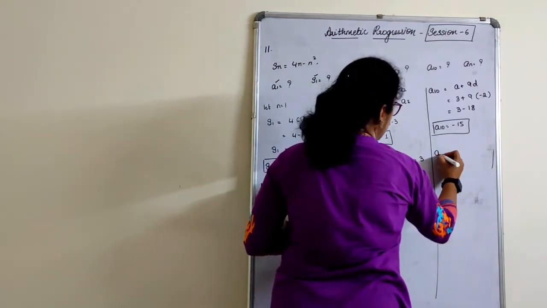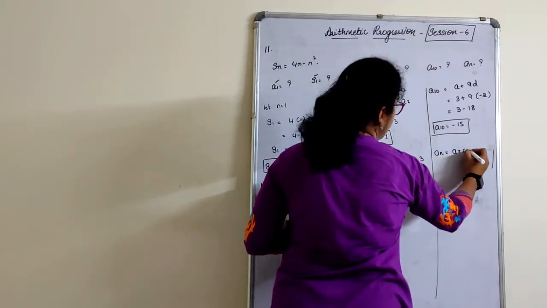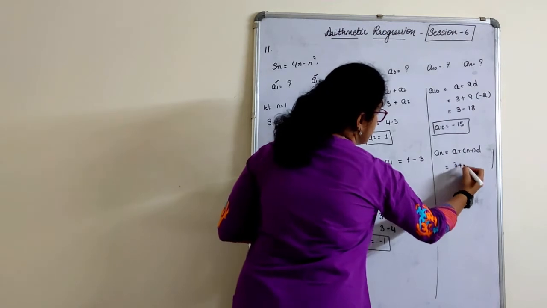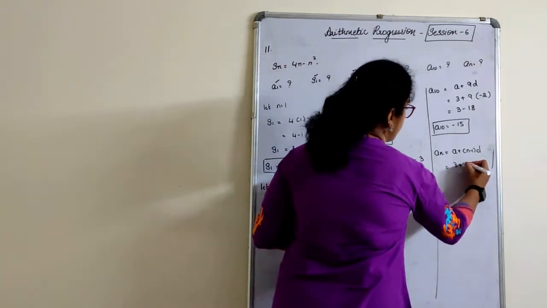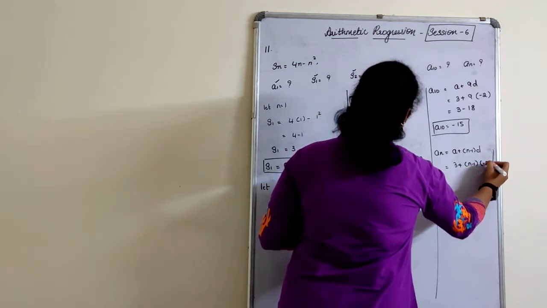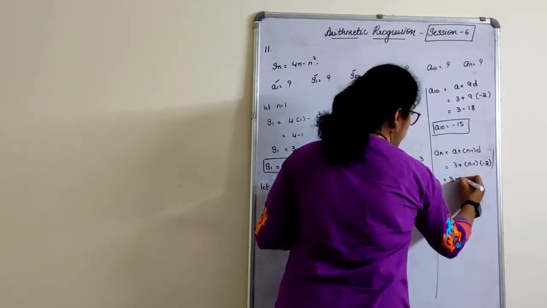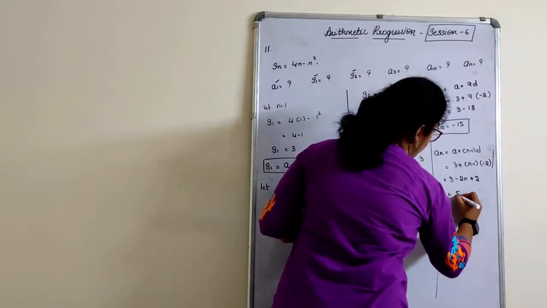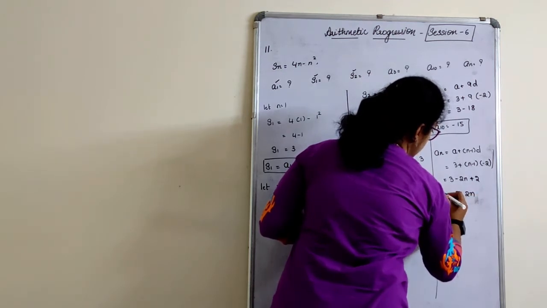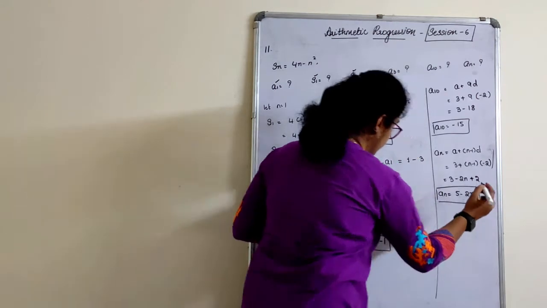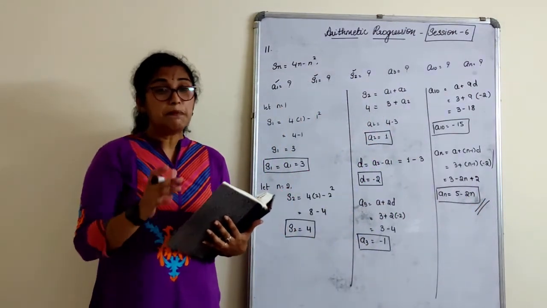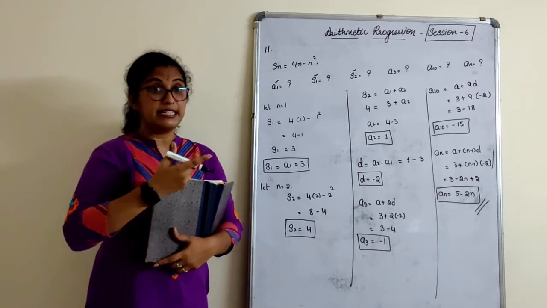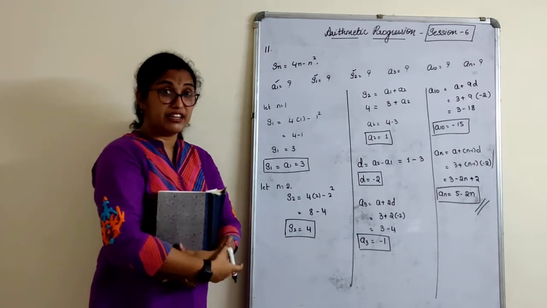Next, to find An. An is equal to a plus n minus 1 of d. What is a? 3. Plus, what is n, children? n is n only. n minus 1 of minus 2. 3 minus 2n plus 2. So 3 plus 2, 5 minus 2n is your An. Right? This is the simplest method I have chosen to solve this sum, just by using a and d, I mean the first term and the common difference. By finding that, I have done this.